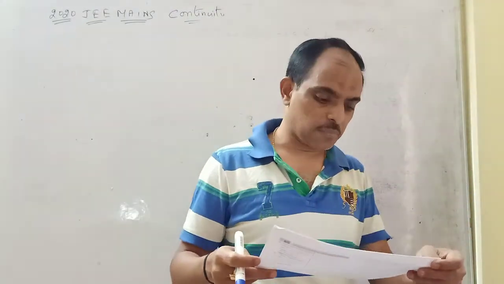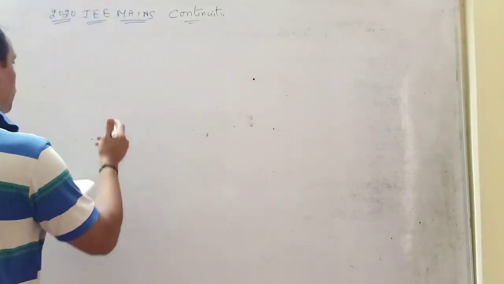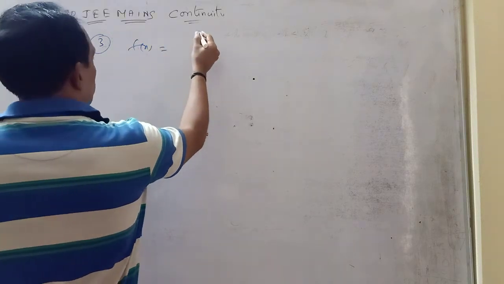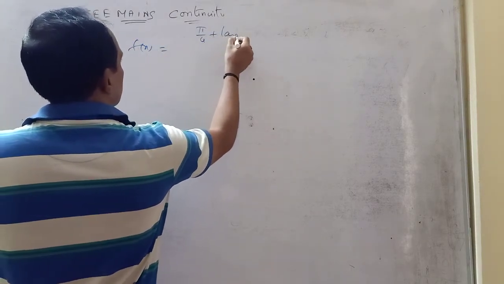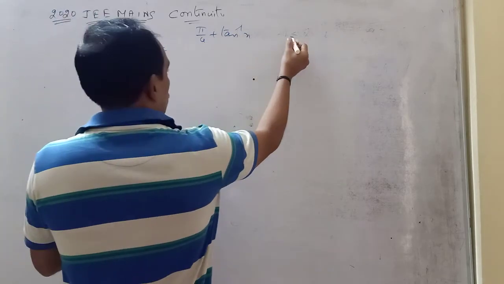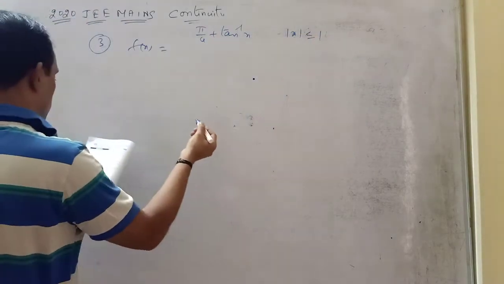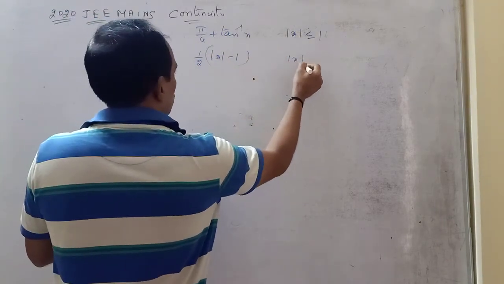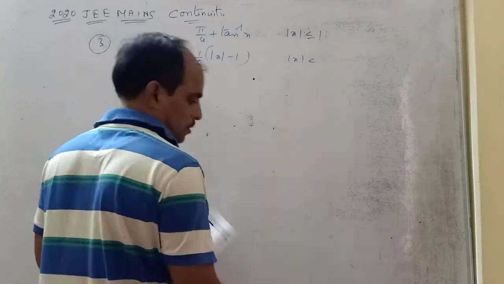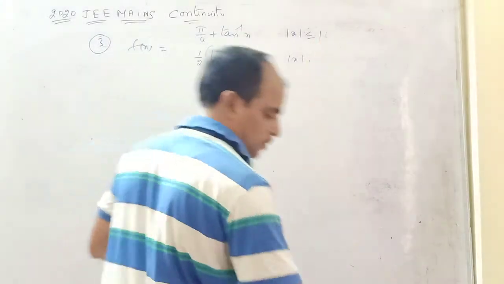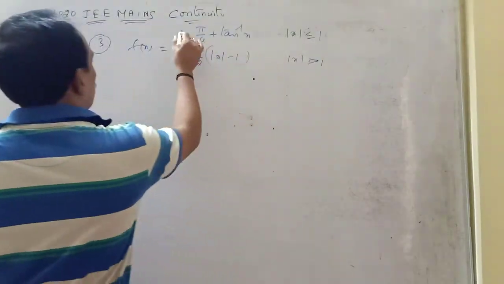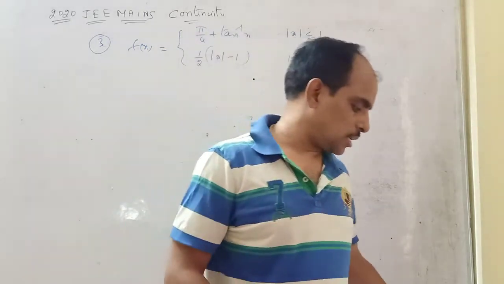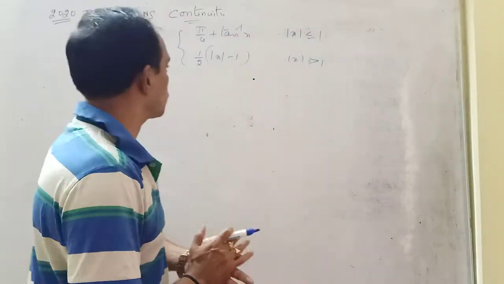that is in the 4th September evening batch question. That is f of x is equal to pi by 4 plus tan inverse x, where mod x less than or equal to 1, and 1 by 2 of mod x minus 1 when mod x greater than 1. Okay. So what we have to find is where it is continuous and where it is not differentiable. Okay. So it's a good question.